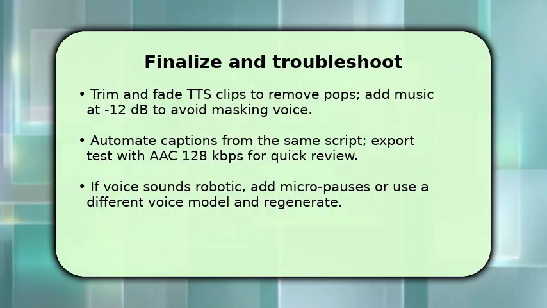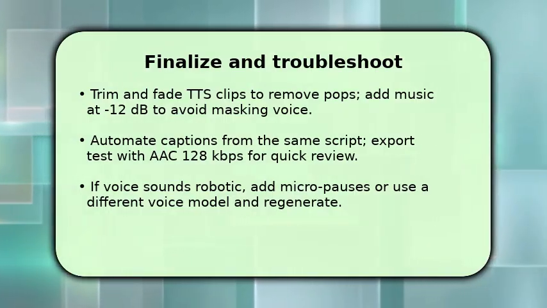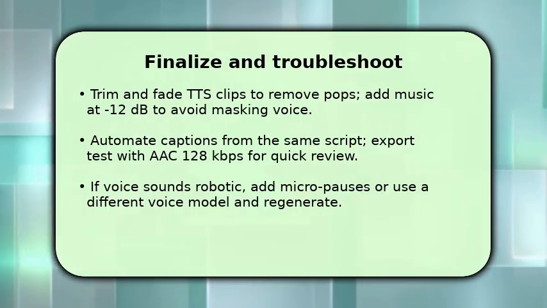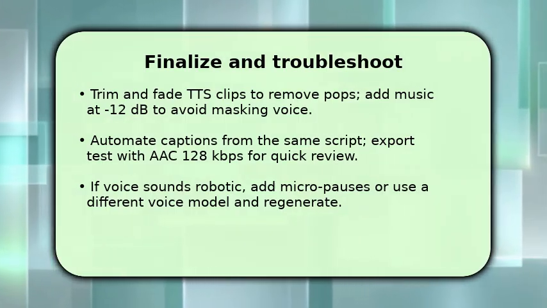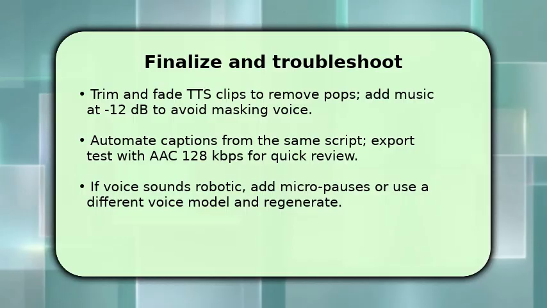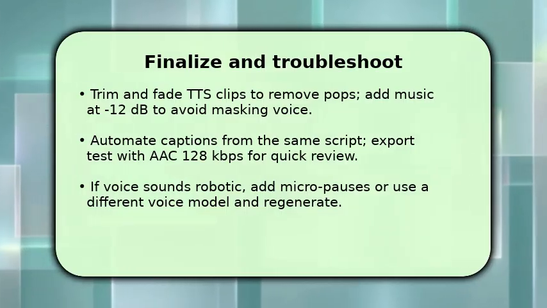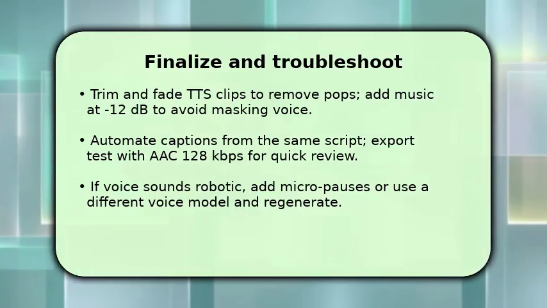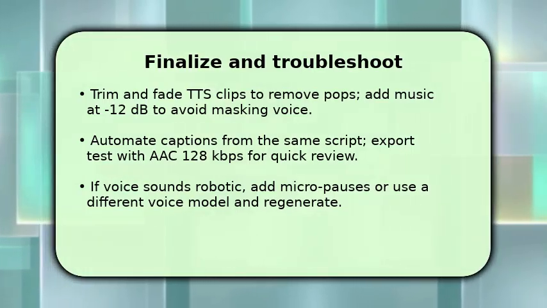Then balance levels. Lower background music to about -12 dB so the voice remains clear. Once satisfied, generate captions from your script for accessibility and export a quick test file with AAC 128 kbps to check on device playback. If the voice still sounds robotic, add micro pauses, adjust punctuation, or choose another voice model and regenerate.